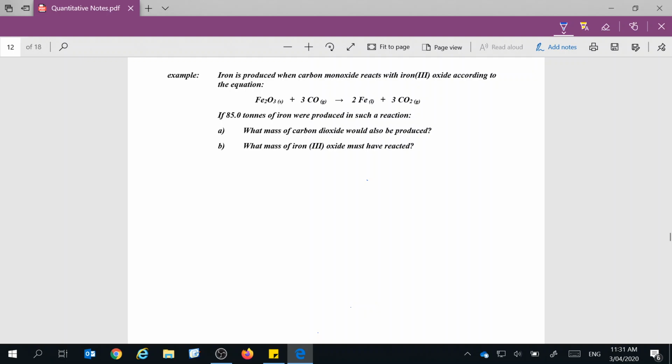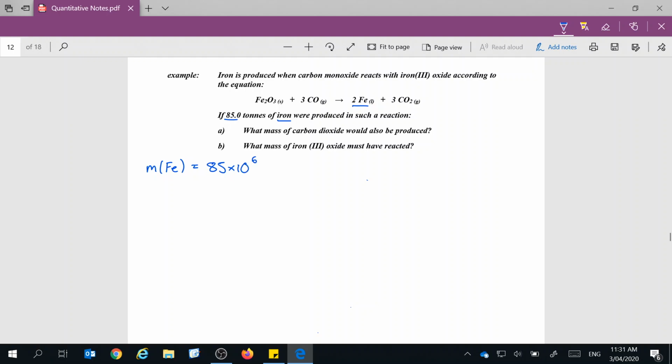So I've got 85 tons of iron being produced. So therefore, what mass of CO2 would be produced? So the mass of iron is 85 tons. And I just want to convert that to grams because anytime we do stoichiometry, we use mass in grams. So there's 1,000 grams in a kilogram, there's 1,000 kilograms in a ton, so there's 1,000,000 grams in a ton. So I'm going to times that by 10 to the 6.